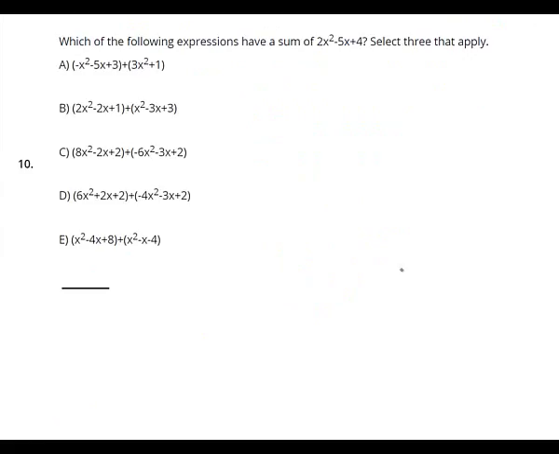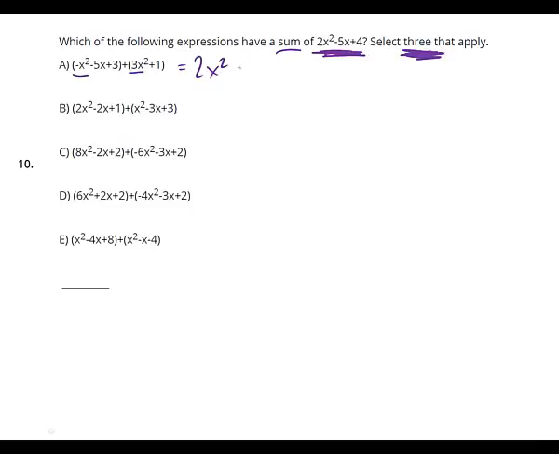All right. How many are we supposed to do on this one? 3. This is an interesting question, the way they phrase it. Which of the following expressions have a sum of this? This is the answer, okay? So what I would probably go do, you have to really go through and do all of them. How many are we going to stop at? 3. So once I hit 3, I'm done, okay? So I'm hoping to get 2x squared minus 5x plus 4. So what's negative x squared and positive 3x squared? 2x squared. Good.